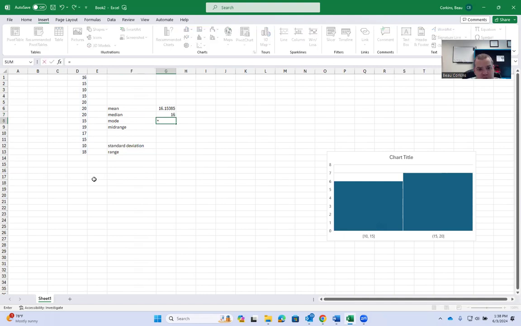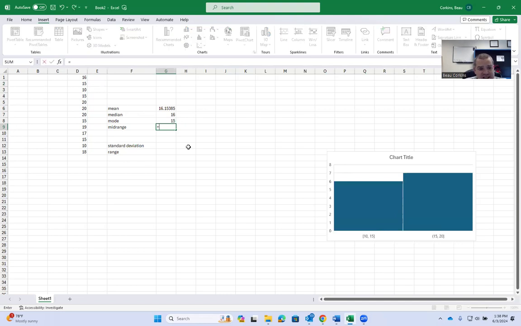Mode equals mode, open parenthesis, hit enter. As a note, with 15 repeated several times, the mode is one I can visually identify, so I know that was the correct mode. Be aware, if mode says NA, it means all values are unique and there is no mode, or they're all modes, however you want to say it.